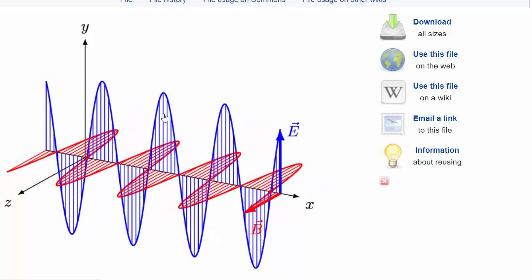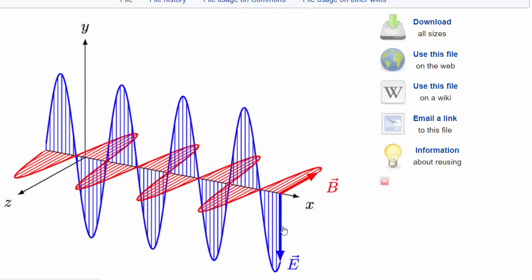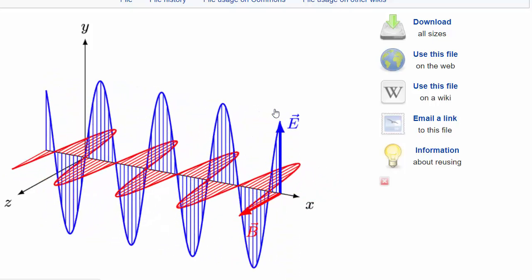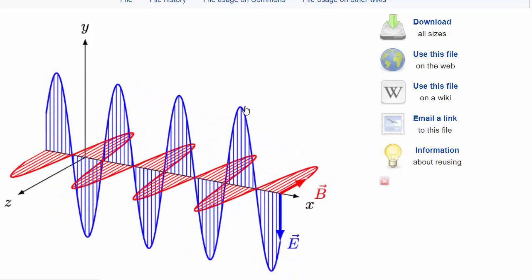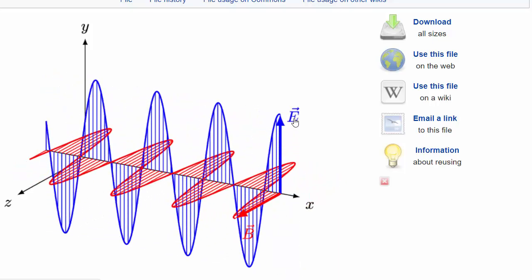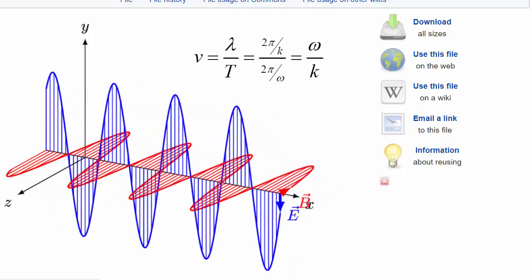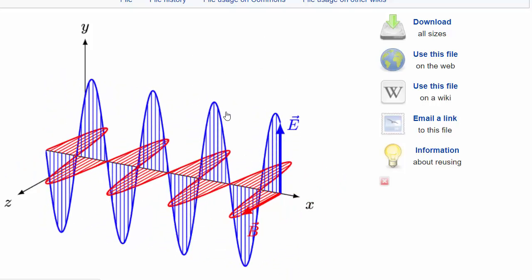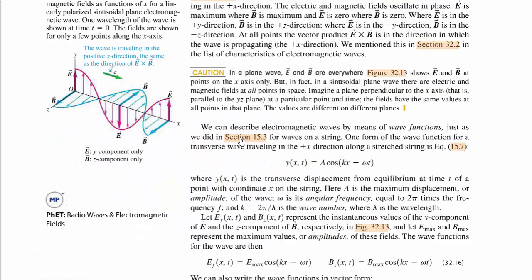Also, those two are related to the velocity. Notice that the time it takes for the electric field to go all the way back up and down is also the time it takes for this peak to move one wavelength. So the speed of this wave is given by the wavelength, the distance it travels, divided by the period, the time that it travels. If we go back to our book, we can see that that's represented here.